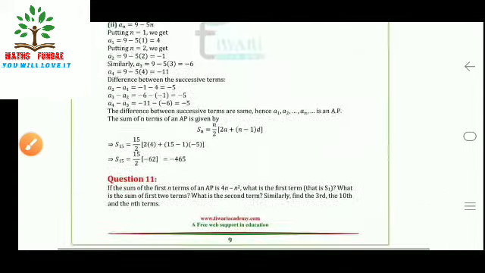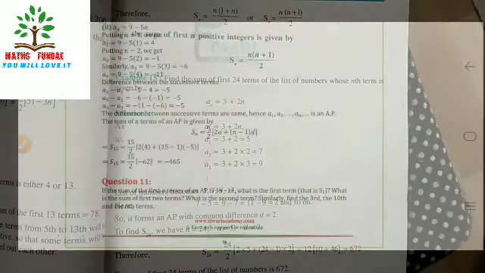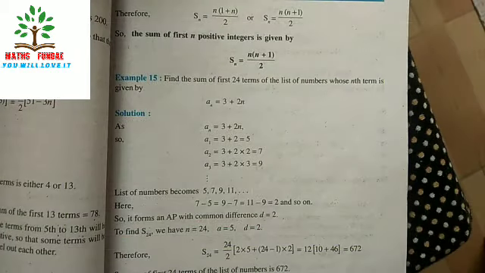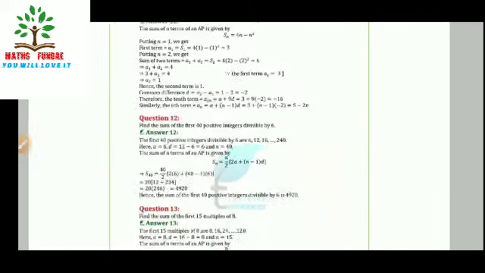Now if we see question 11: if the sum of n terms of an AP is 4n minus n square, what is the first term, that is S1? What is the sum of the first two terms, and what is the second term? Similarly, find the third, the 10th and the nth term. So in this question the formula is given: Sn is equal to 4n minus n square.